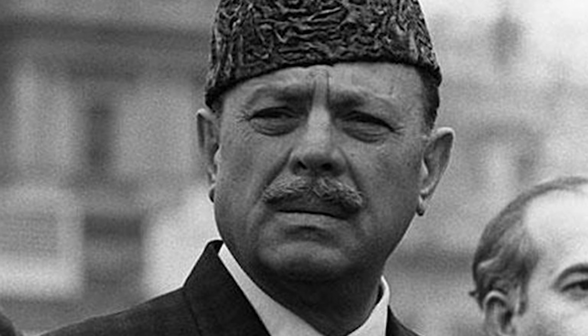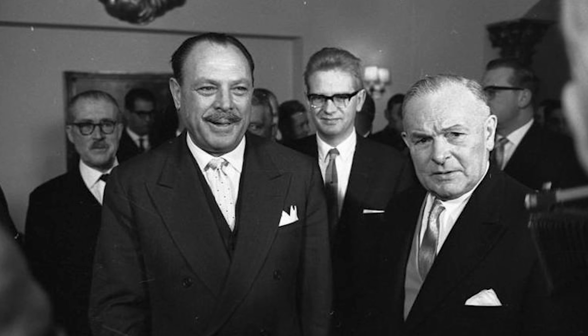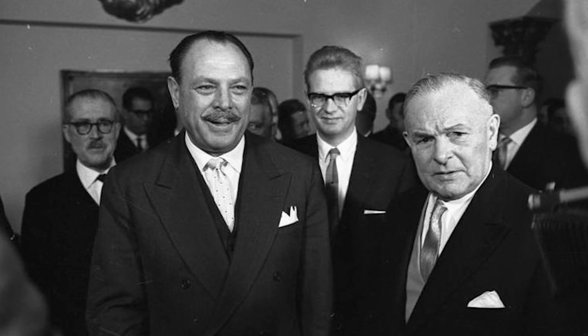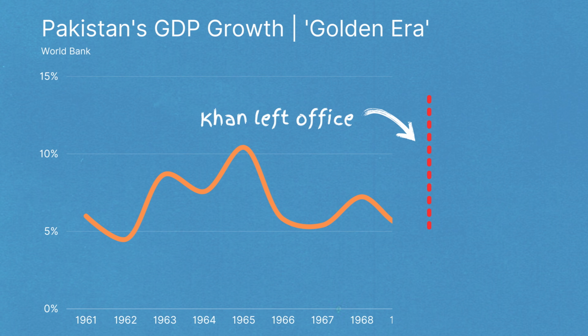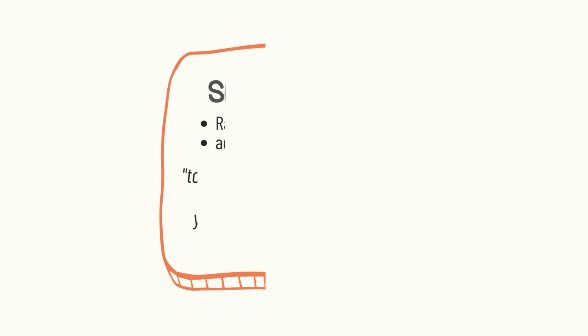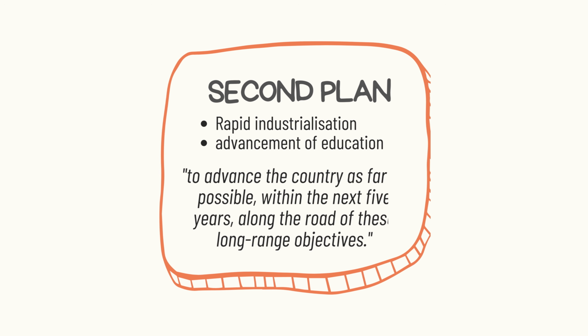The period was plagued by significant political and economic instability, which lasted until 1958 when a new leader took control of the nation. Ayub Khan served as president of Pakistan for 11 years, and his policies ushered in the strongest period of economic growth in the country's history. He was in charge of implementing the second 5-year plan. It included rapid industrialization and advancement in the education of literacy and science. The plan's main goal was to advance the country as far as possible within the next 5 years along the road of these long-range objectives.